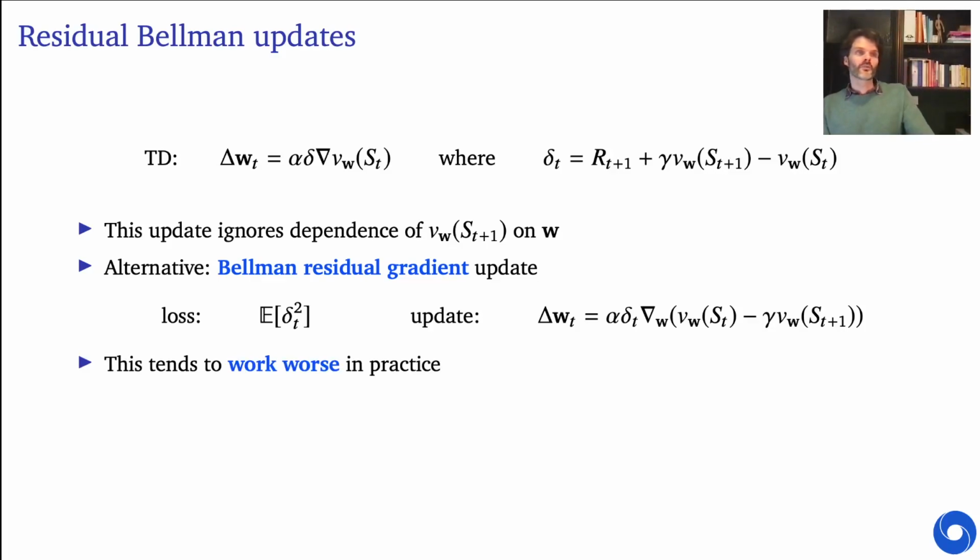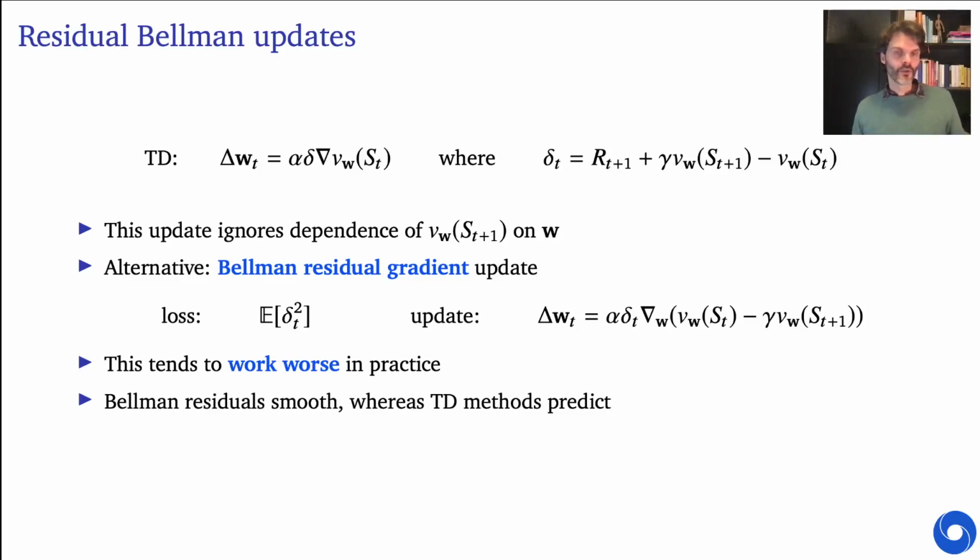Unfortunately, this tends to work worse in practice. And one reason for that is it smooths your value estimates, whereas temporal difference learning in some sense predicts. So what do I mean there intuitively? Temporal difference learning updates the value of a state towards something that is in the future, towards this one-step estimate of your value in the future, the reward and the value of the next state. This algorithm instead, it's a fine algorithm, it can be used, and it's convergent in as much as temporal difference learning, as stochastic gradient descent is convergent.